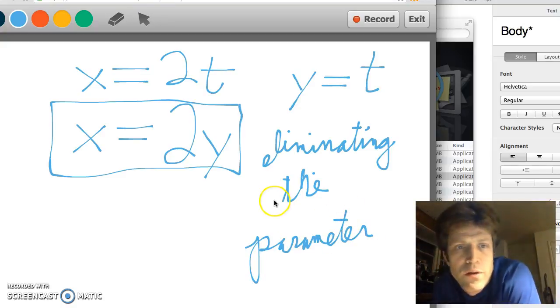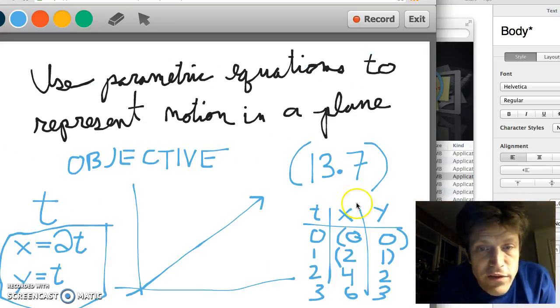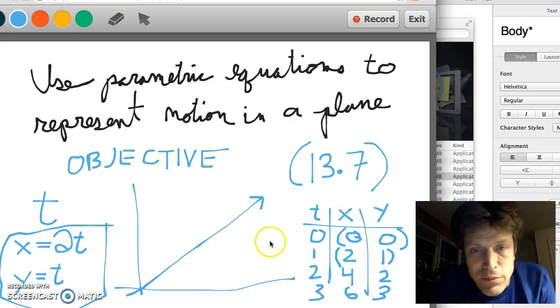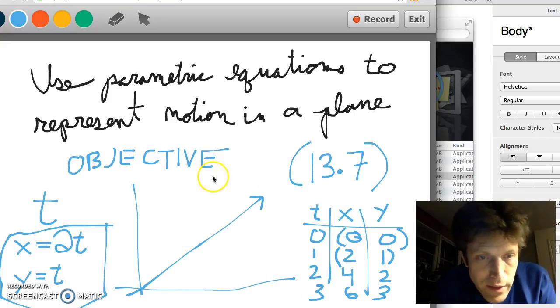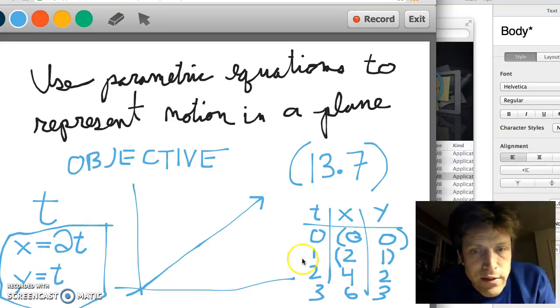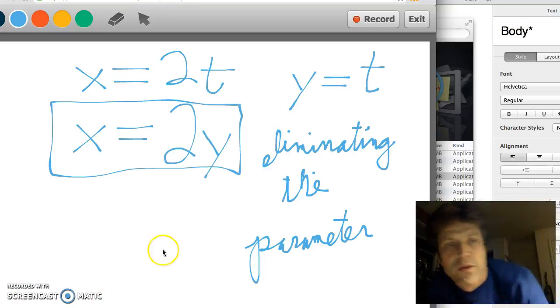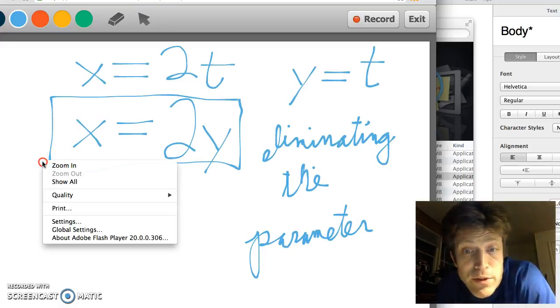Okay, so you start out with two parametric equations, you use substitution, and now you have an xy equation. You eliminated the parameter. Using this to graph is like another way of eliminating the parameter. If you have this table of x's and y's that you could get from here, you can plot it, and this graph is an xy graph. There's no t on the graph. Okay, so that's eliminating the parameter.